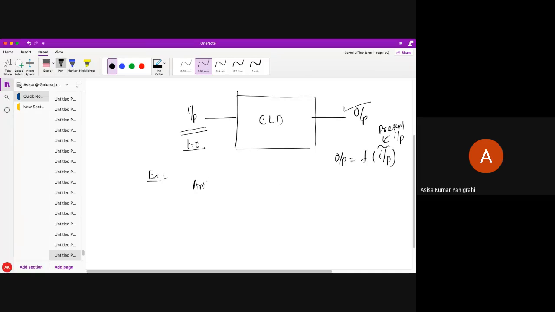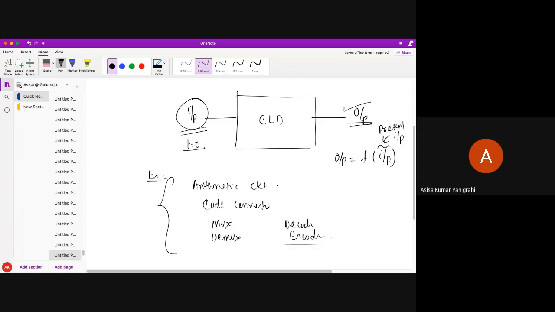We have already done arithmetic circuits: adder, subtractor, half adder, full adder, like many circuits. Then we have code converters. Next, MUX, multiplexer. Next, DEMUX. We have seen all these things. Next, decoder, encoder. These are many circuits. These are all called combinational logic circuits. Why? Because if the present input is changed, the output is affected.